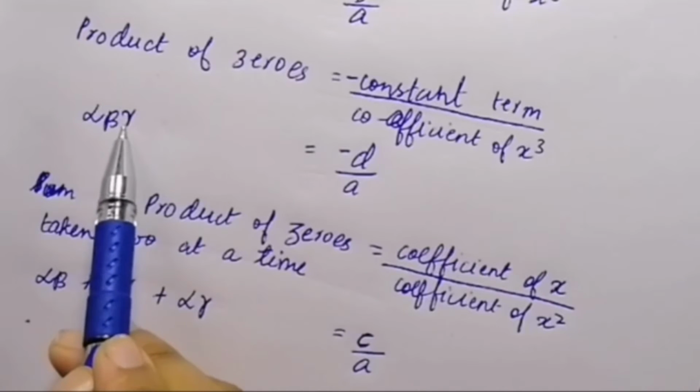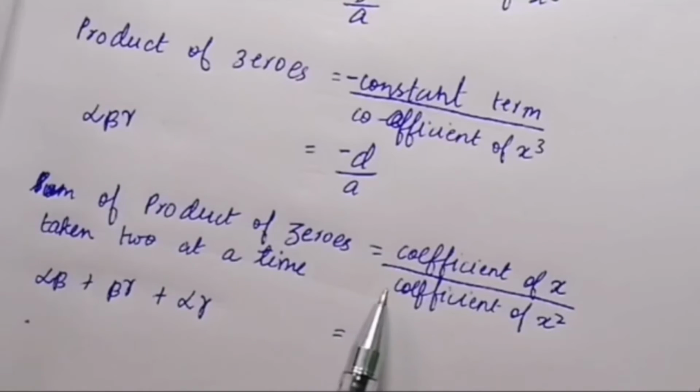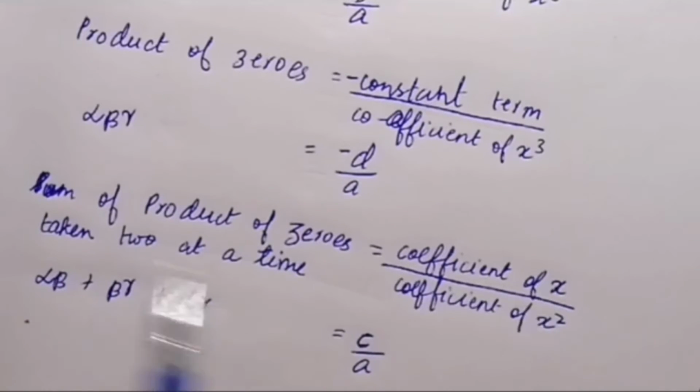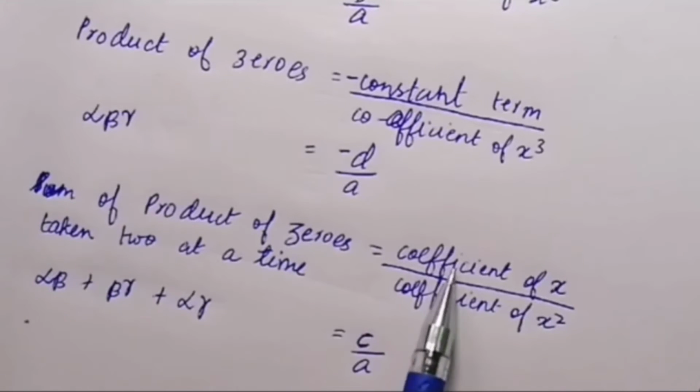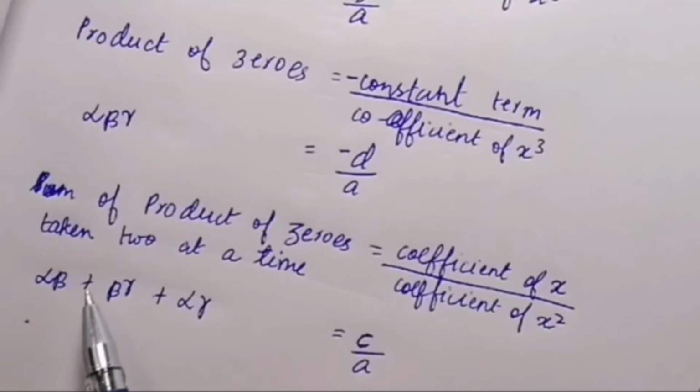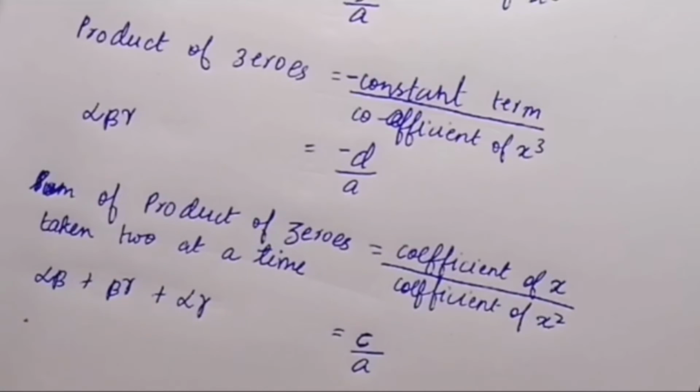And the sum of the product of the zeros taken two at a time, which is very important now. In this case it will be the coefficient of x by the coefficient of x cube, that is, the coefficient of x will be c and the coefficient of x cube will be a. Alpha beta plus beta gamma plus alpha gamma is c by a.